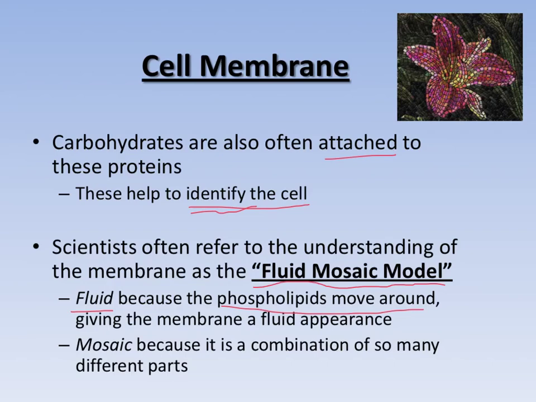The second term here, mosaic. Here's a mosaic from art, right? Mosaic tile, where you put a whole bunch of little pieces together, and then when you back up and look at it, it makes a cool picture. Mosaic means combination of parts, and so the membrane, being lipid and carbohydrate and protein, is made up of lots of different parts, and so it is a mosaic that is fluid in nature, hence the fluid mosaic model.